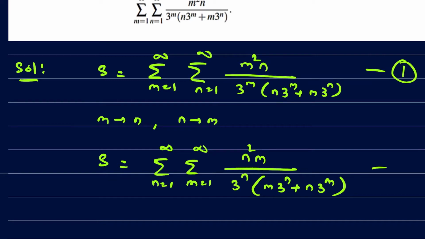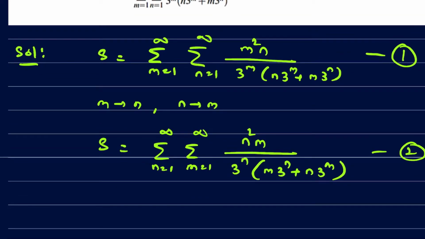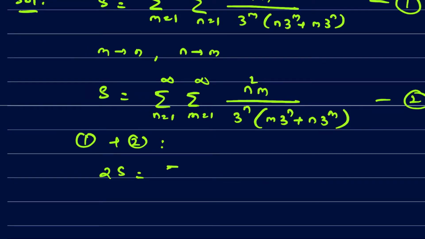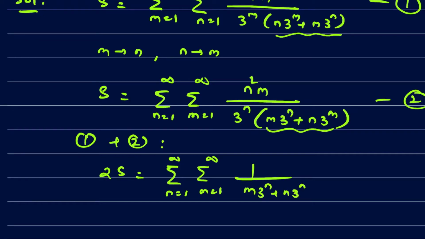Let's call this equation 1. Let's call this equation 2. Now, if I add both these equations, then I will get 2s is equal to, here the order doesn't matter, so I can write either way. Inside the bracket, these both terms will get added up. Look at the denominator. We have this portion and this portion is exactly the same, so I can take it common. Inside the bracket we have mn common. I can take that also as common outside. We will be left with this.